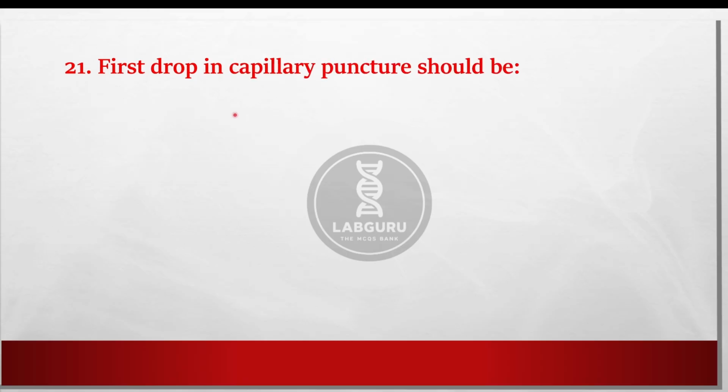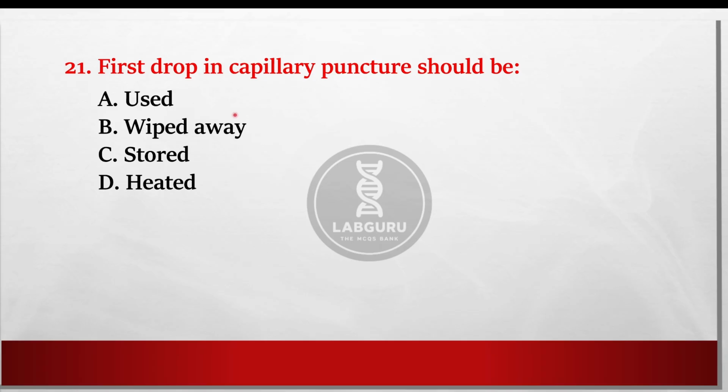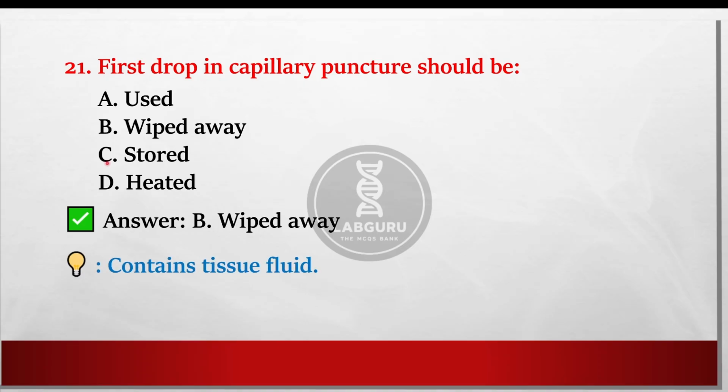Next is first drop in capillary puncture should be. When we are doing the capillary puncture, the first drop should be, option A, used. Option B is wiped away. Option C, we will store it, and option D, we will heat it. So during the capillary puncture, the first drop should be wiped away. Okay, why? Because it contains the tissue fluids. Tissue fluid can dilute your blood sample and result will be inaccurate. So the first drop in the capillary puncture should be wiped away.